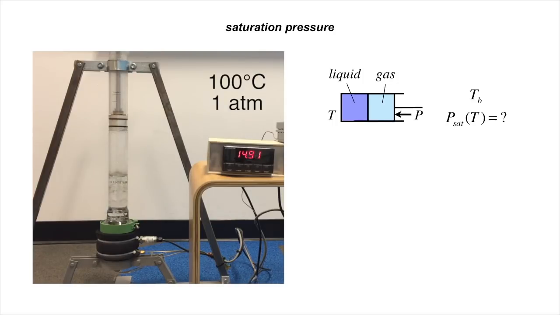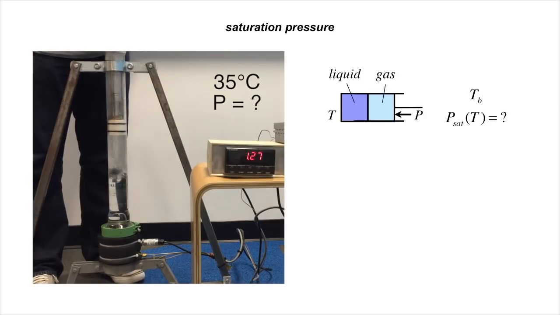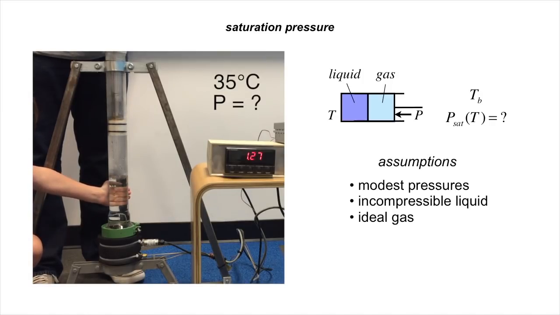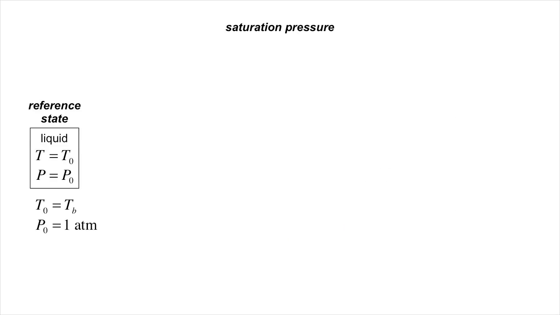In particular, let's say we know the normal boiling point of a liquid at 1 atmosphere. We'd like to understand or predict how the saturation pressure will vary as a function of temperature. In order to keep things relatively simple, let's assume we're talking about modest pressures, where we can assume the liquid is incompressible, and that the gas is ideal. First, we need to define a reference state for H and S. We know the normal boiling point, so let's define our reference state as a liquid at P0 equals 1 atmosphere and T0 equal to the normal boiling point.